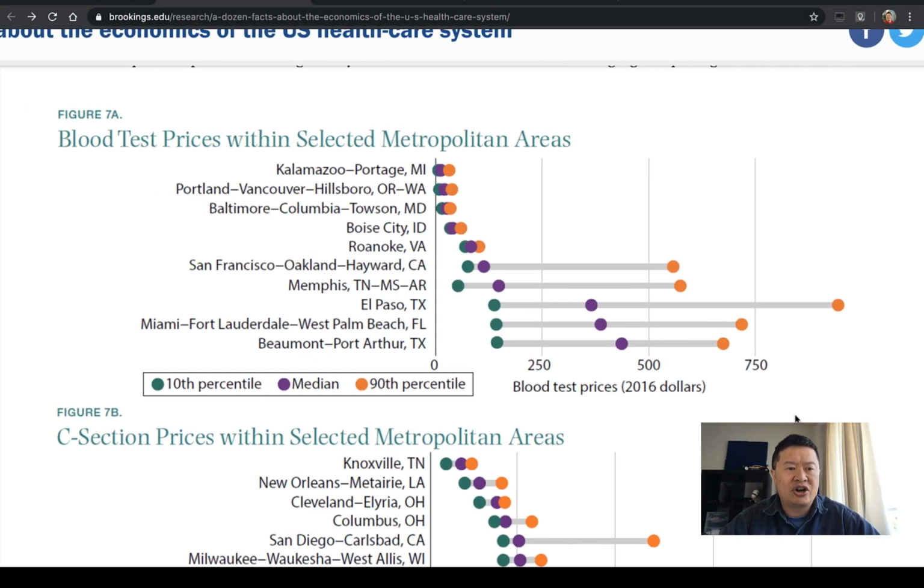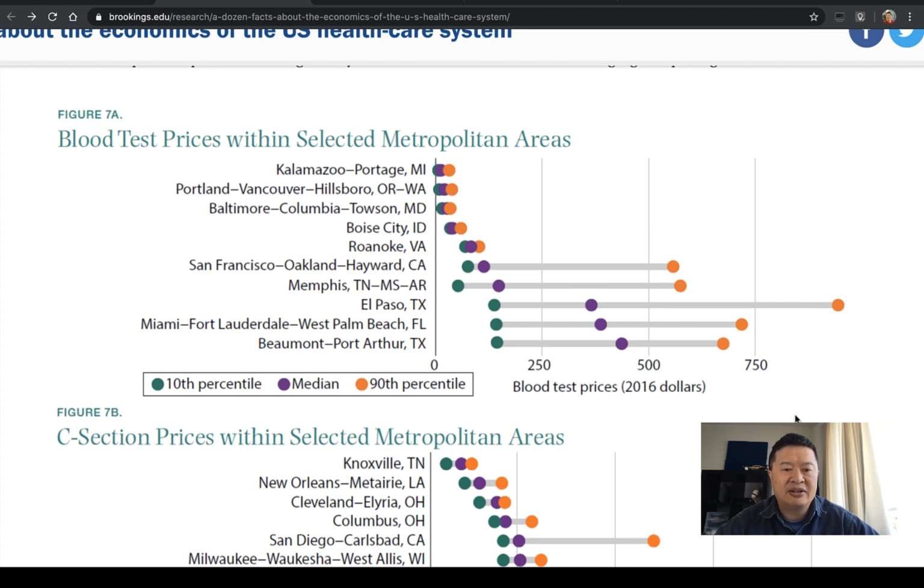Here's an interesting chart showing the disparity of pricing for blood tests. So basically the dots represent the median, the 90th percentile, and the 10th percentile. So the cheapest, the middle price, and the most expensive. In Missouri, you can actually get blood tests for a pretty reasonable price. Probably looks like close to maybe $50 or something like that.